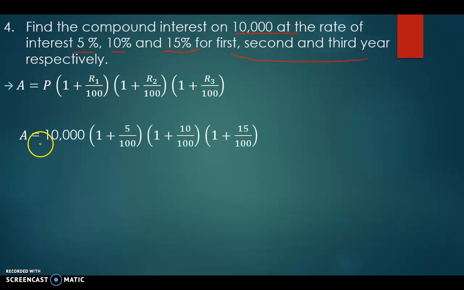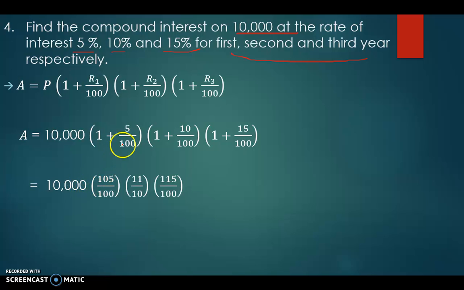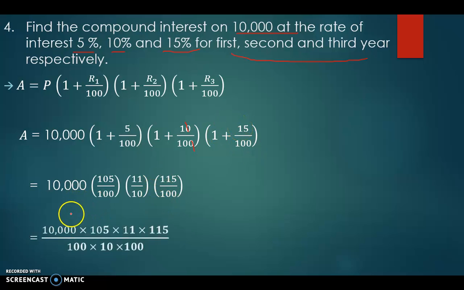So here the principal amount is equal to 10,000 rupees and in the bracket 1 plus R1 is 5%, R2 is 10% and R3 is 15%. So here 5 upon 100, 10 upon 100 and 15 upon 100. So now 10,000 into 100 plus 5 is 105 upon 100, and here 10 upon 100 gives 1 plus 1 by 10, which is 11 by 10, and here 15 upon 100, so 100 plus 15, 115 upon 100. So now 10,000 multiplied by 105 multiplied by 11 multiplied by 115 divided by 100 multiplied by 10 multiplied by 100.